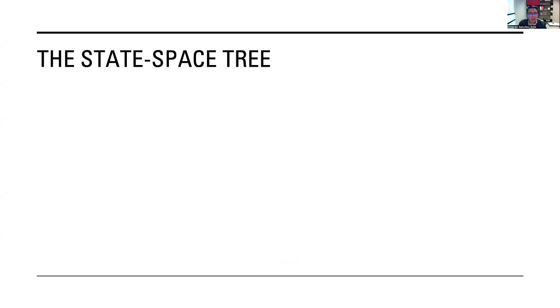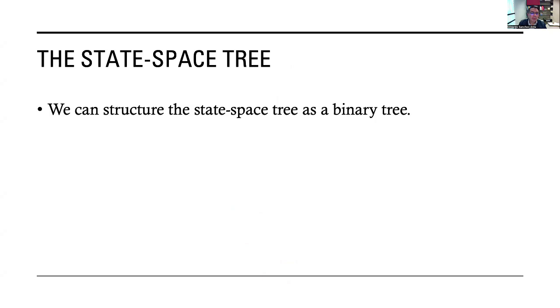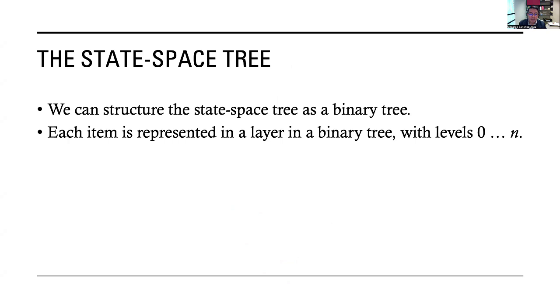And so in this case, what we are going to do is use a state space tree as the data structure that is going to help us solve the problem. This state space tree is going to be actually a binary tree. Each item is going to be represented in one of the layers of the binary tree. So the levels of this tree are going to be from 0 in the root all the way to n.